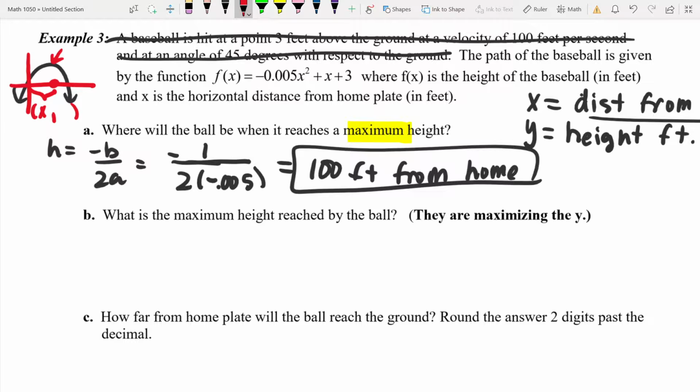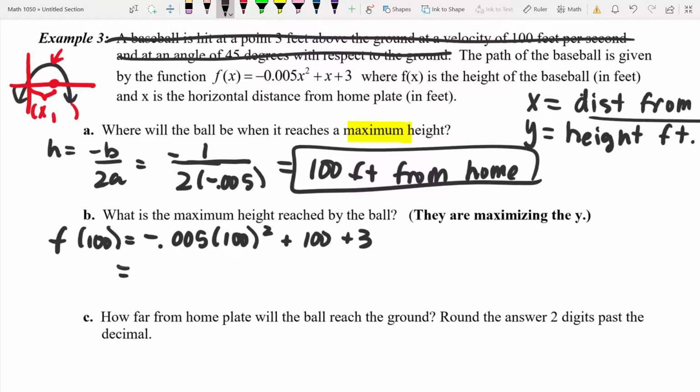Okay, what is the maximum height? Every person in the room, what do? Plug it in. Yeah, this is easy. So everybody go f of 100 is equal to negative 0.005 parenthesis 100 squared plus 100 plus 3. Grab your calculator and put it in just how you see it.